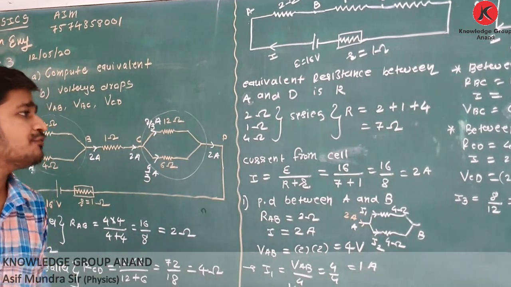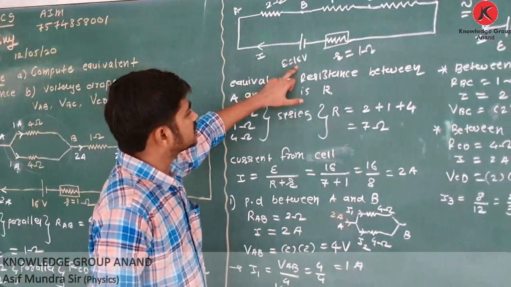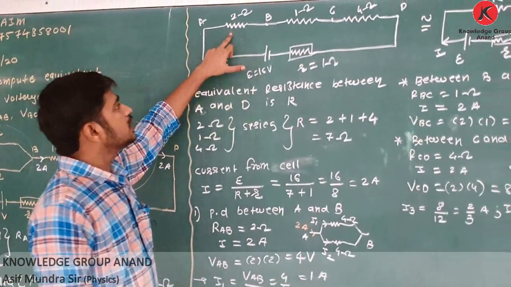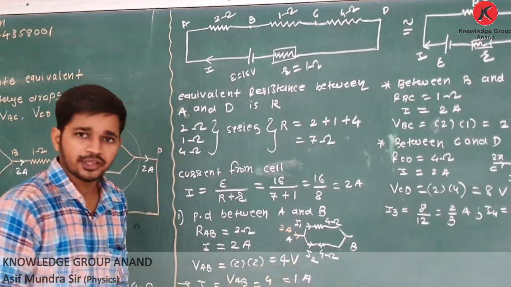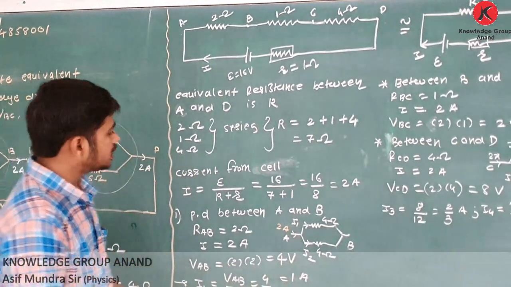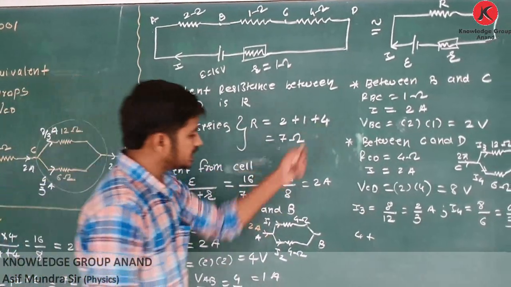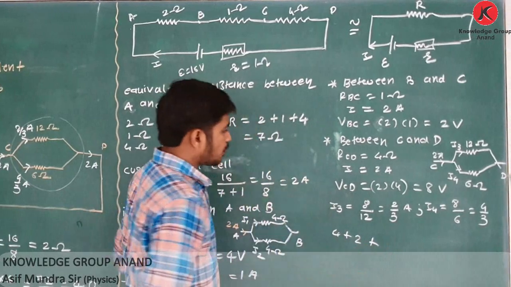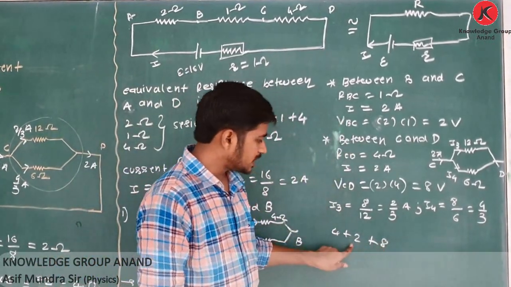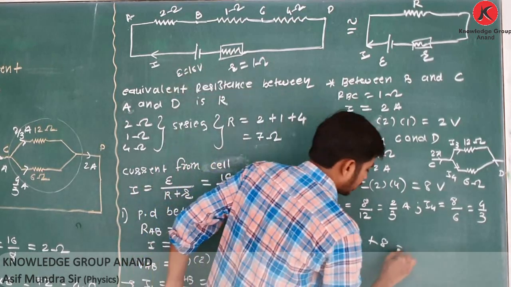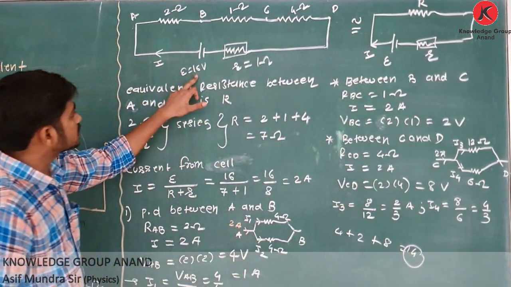Now, how to verify your answer? What is the EMF? 16 volt. What is the potential difference between A and B? Here it is 4. Potential difference between B and C? Here it is 2. Plus potential difference between C and D? Here it is 8. So it is 8 plus 2, 10, plus 4, it is 14.